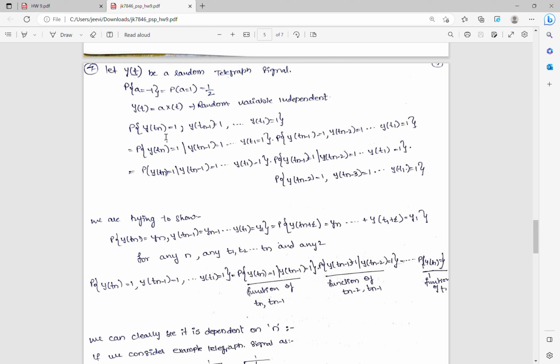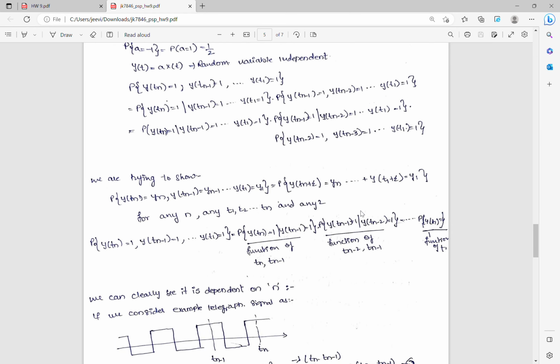That is, P of y tn equal to 1, y tn minus 1 equal to 1, and so on till y t1 equal to 1, can be written as the probability of y tn equal to 1 given y tn minus 1 equal to 1, and so on till y t1 equal to 1, times the condition. That is, the probability of y tn minus 1 equal to 1, y tn minus 2 equal to 1, up to y t1 equal to 1. Similarly, we expand this joint probability as the conditional probability times the probability of the condition, and so on we will continue.